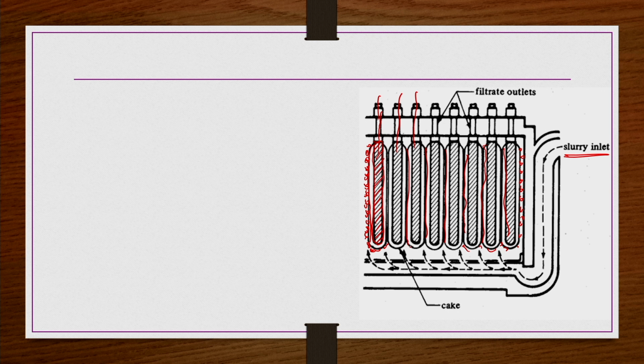Okay. So, the filtrate outlet from each leaf is connected to one single filtrate outlet and then collected as a single filtrate outlet going to the collection vessel. Okay. So, this is what happens here in the leaf filters, right.